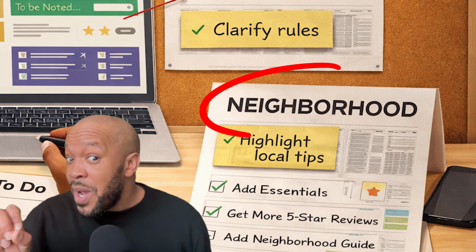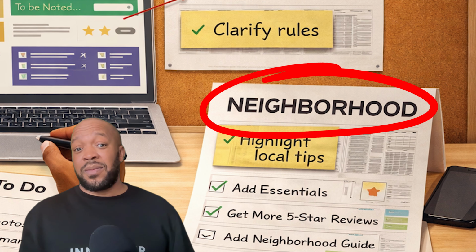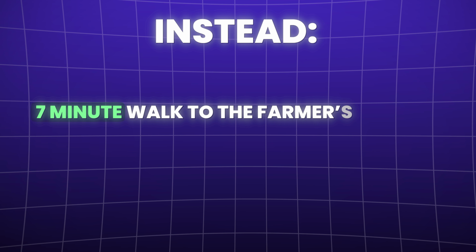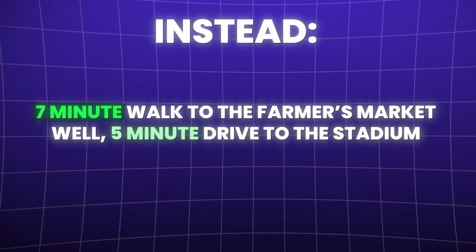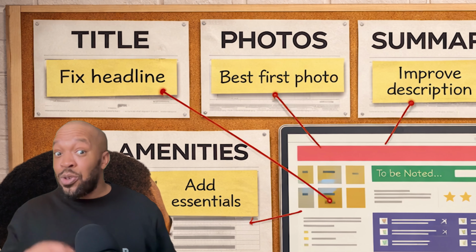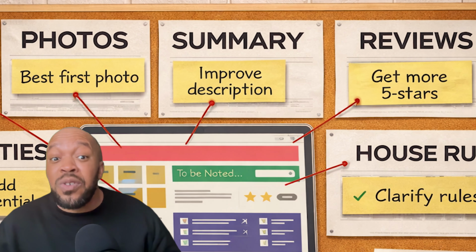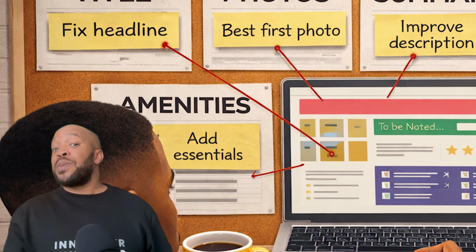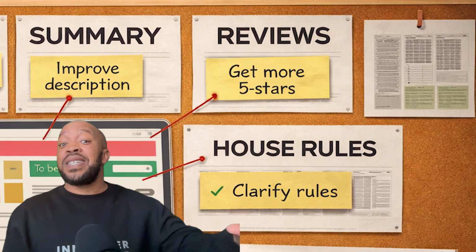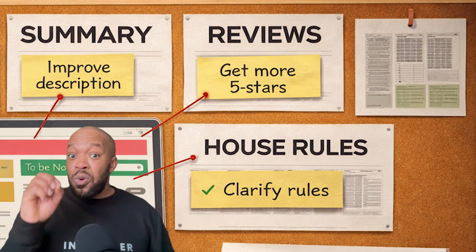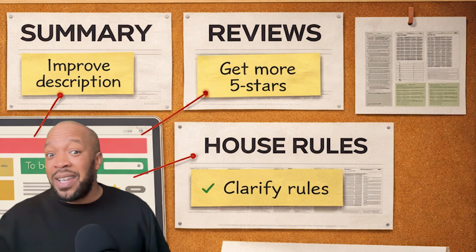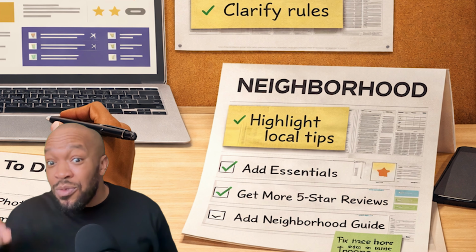All right, let's keep going to the neighborhood section of the listing. And y'all, don't do this. Don't say close to everything. Instead, say 7-minute walk to the farmer's market or 5-minute drive to the stadium. That is because the brain understands time, and specific framing reduces cancellations. So titles attract, photos confirm, summaries clarify, amenities help to increase visibility. Other details protect your reviews. Rules protect guest quality, and the neighborhood locks in relevance.